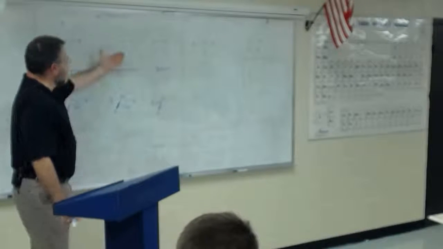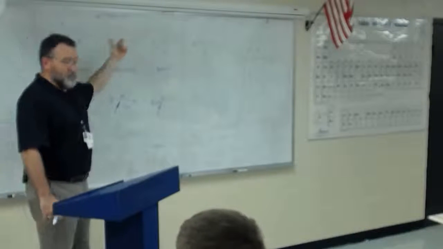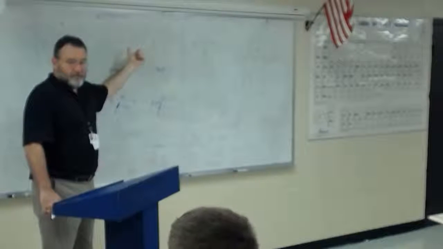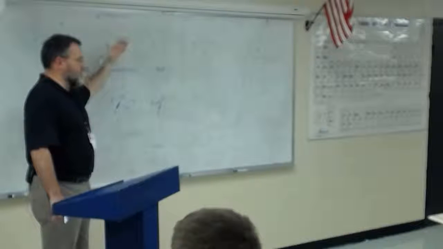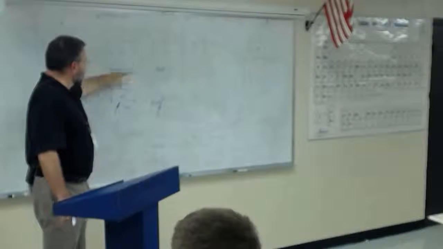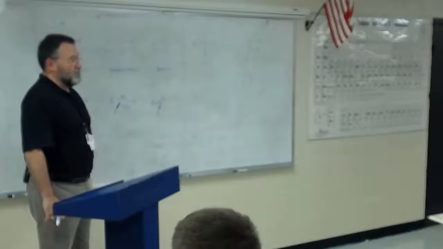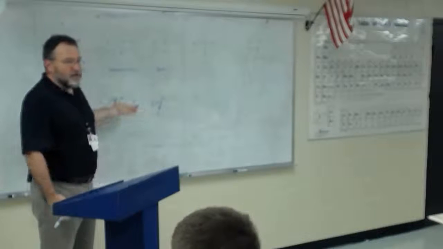Next case over, pyramidal. It's probably going to be a column 5 element. It's going to have three things attached to it, single bonds. A pyramidal, this is the name. It looks like this, and that is the angle. Why? Because it's a pyramidal. They all look like that.